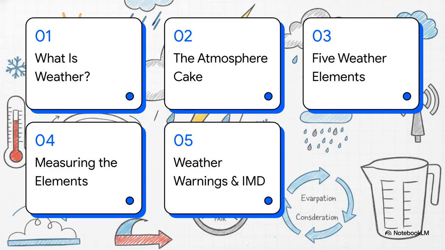Here's our roadmap for today. We're covering 1. What is weather? 2. The atmosphere cake. 3. The 5 weather elements. 4. Measuring the elements. And finally, 5. Weather warnings in IMD.